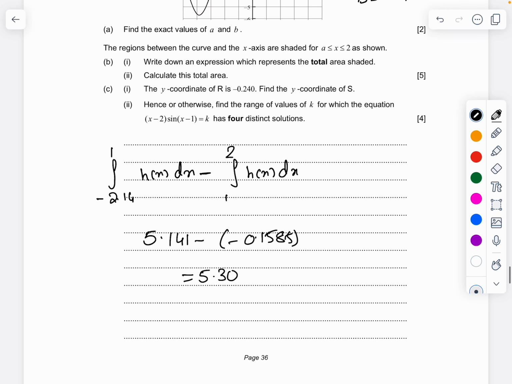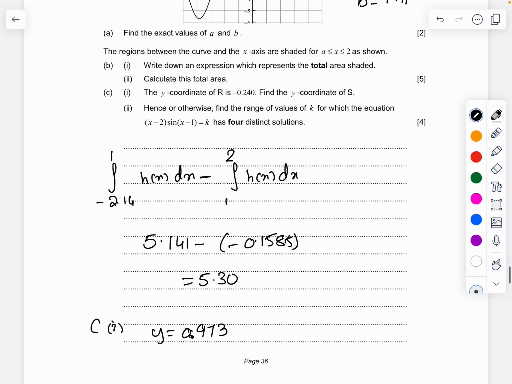The y coordinate of R is minus 0.240. Find the y coordinate of S. Use the graphing calculator, you should be getting 0.973. Hence or otherwise, find the range of values of k for which the equation has four distinct solutions.